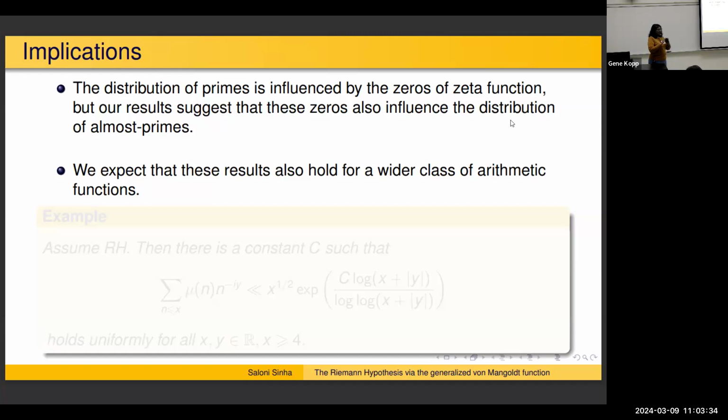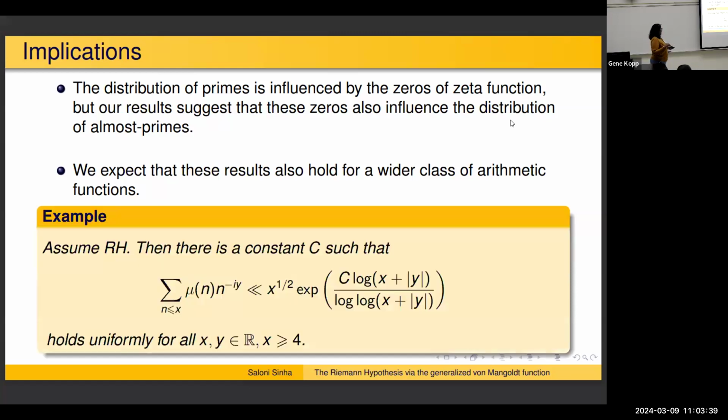So for example, just taking a very naive estimate for the Mobius function, under RH we can show that there's a constant such that the twisted partial sum associated with this Mobius function is less than x to the 1/2, and this exponential term right there. So this is taking a very naive estimate. But of course, if we take better estimates for the partial sums of the Mobius function, we can get something even nicer.